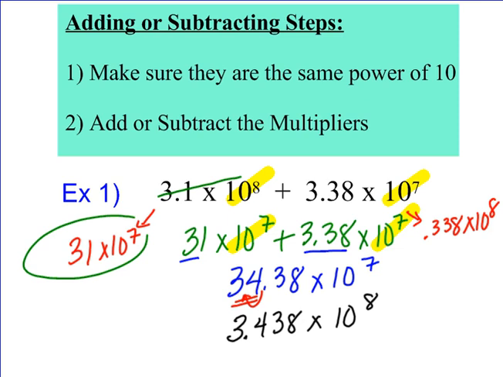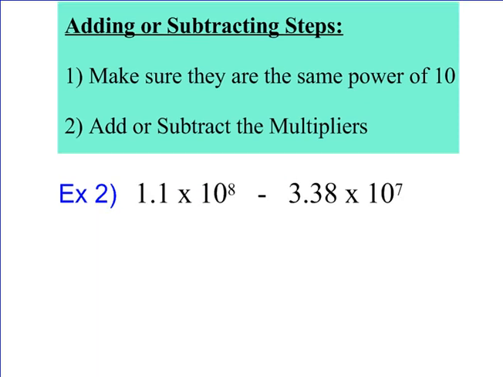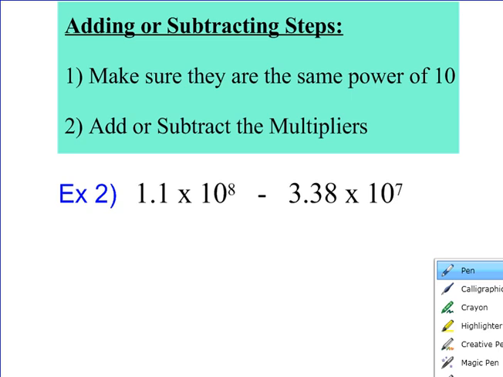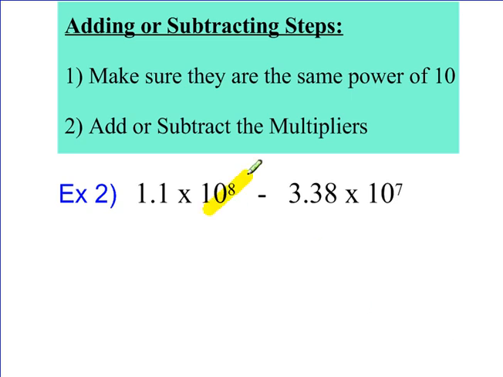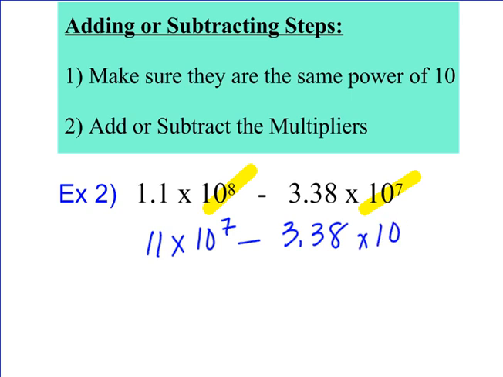All right, we're going to continue on and do another problem here. This time we're going to try subtracting. We're going to take 1.1 times 10 to the 8th and subtract 3.38 times 10 to the 7th. Once again, we notice that our powers of 10 are not the same. Since they're not the same, we need to fix it. So we'll change the first one and make it 11 times 10 to the 7th, and we're going to subtract 3.38 times 10 to the 7th.